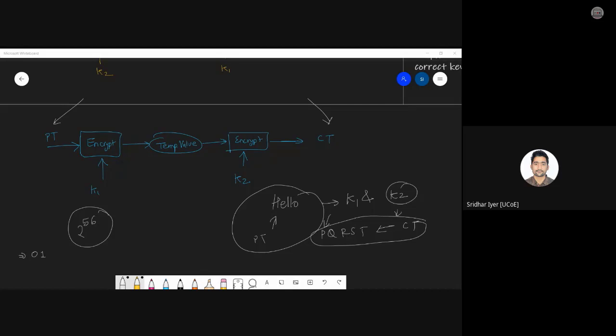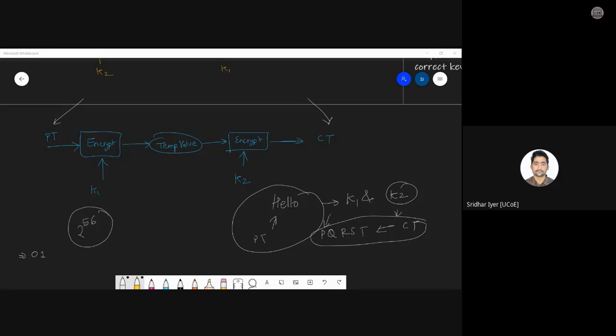Do you need any further explanation? See, the basic idea is I have created an algorithm and I want to check whether my algorithm is strong enough or not. So what I will do, I will encrypt the plain text with 2 raised to 56 possible combinations of keys and store them in a table. Similarly, I will start decrypting the ciphertext with 2 raised to 56 possible combinations of key K2 and again store them in a table. Correct.